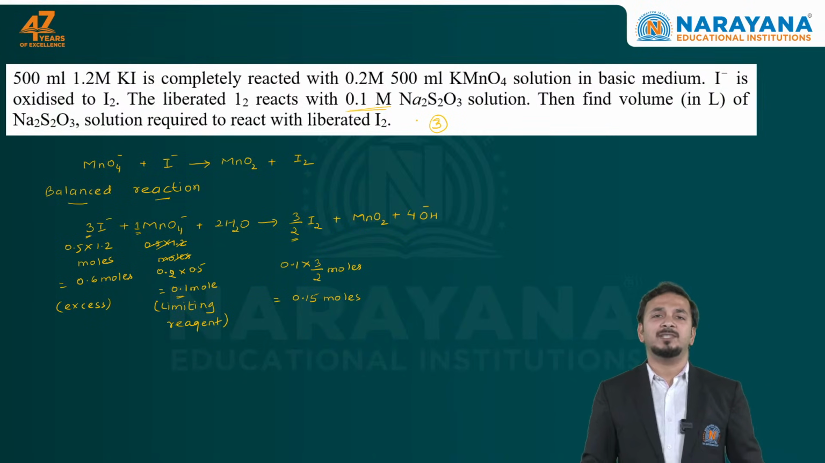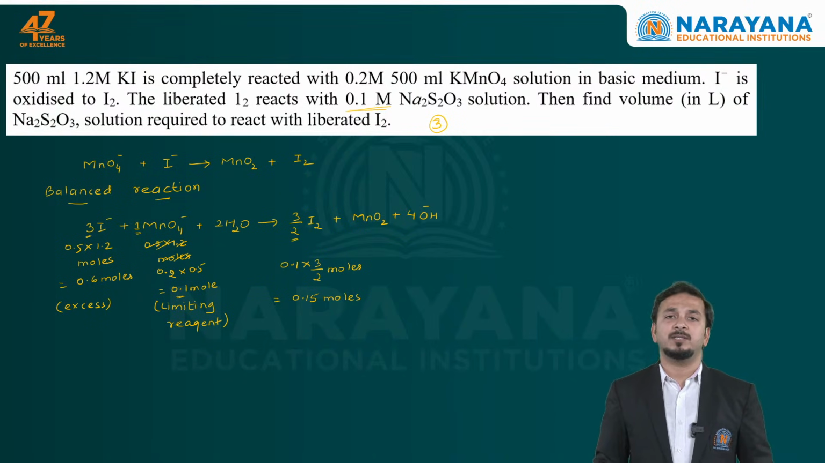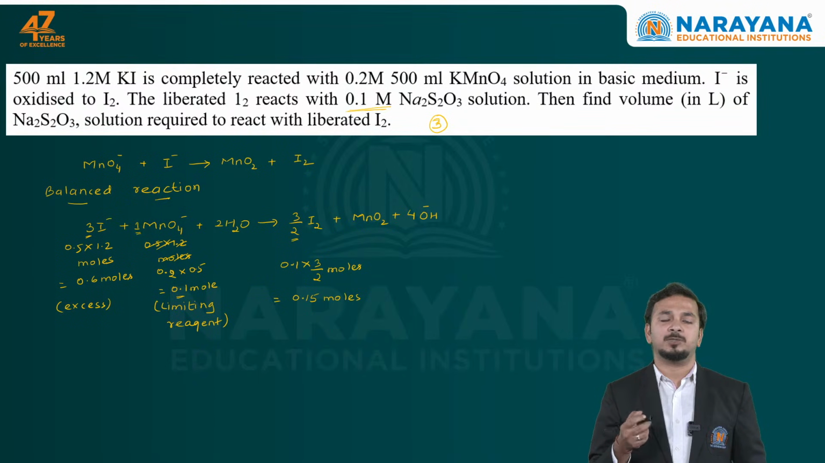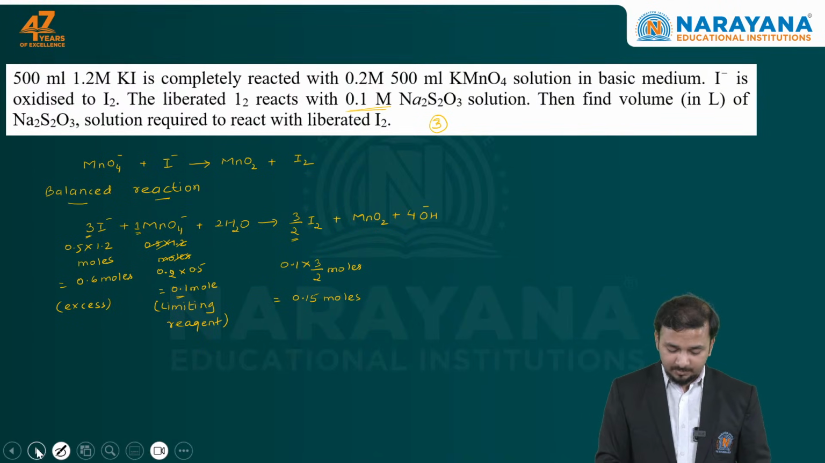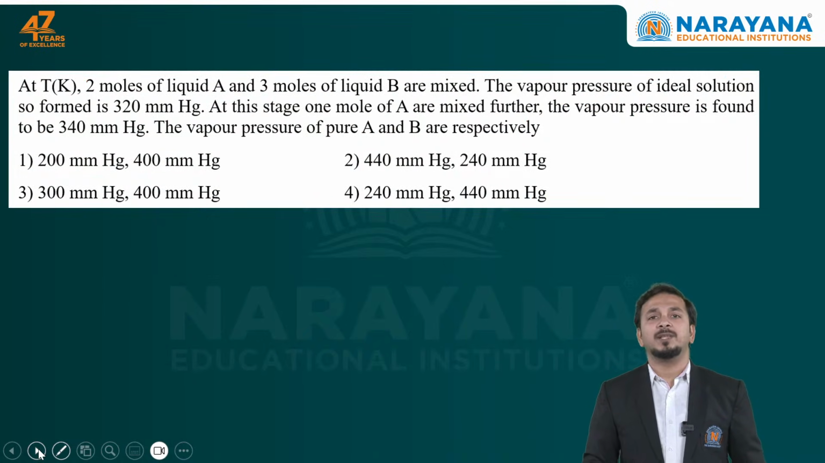So I will rate this as a tough question because it involves first balancing of a redox reaction, then it involves the concept of limiting reagent, then it involves the concept of stoichiometric calculations. Let's move to the next question.